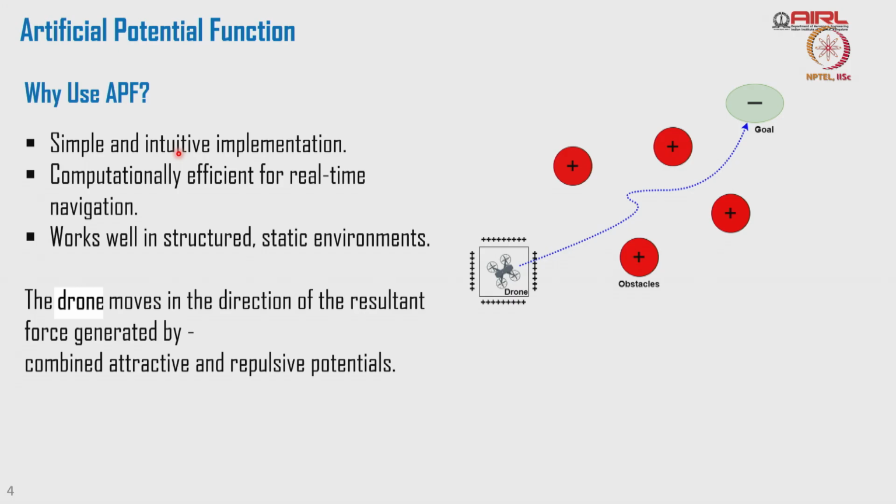How do I use APF? It is a very simple, intuitive implementation. It's computationally efficient for real time navigation. It works well in structured and static environments. The drone moves in the direction of the resultant force generated by the combination of attractive and repulsive potential fields. That's the idea I am going to use, so that the drone navigates in the zone of obstacles.